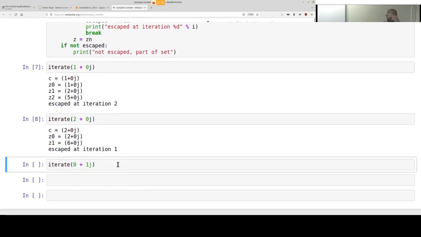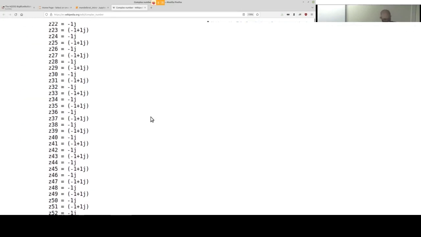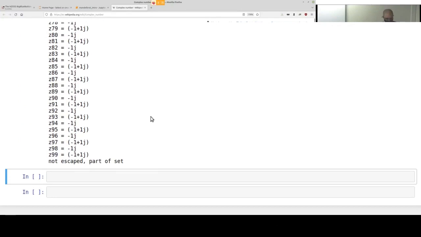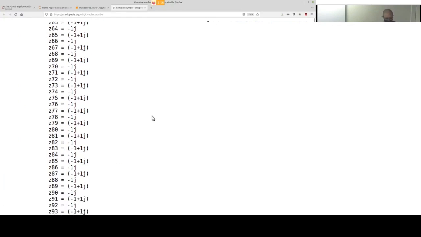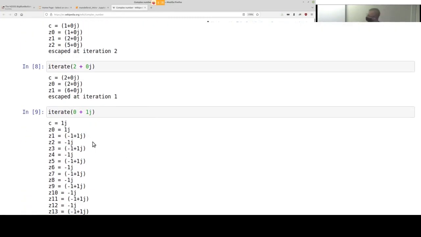And then if we're looking at 0 plus 1j, that keeps going, and it didn't escape. And if you look closer, you can also see that it cycles between the same numbers backwards and forwards. As well, one of the properties that we can see later on, also on the Mandelbrot set, is that they have a cyclic or periodic behavior.